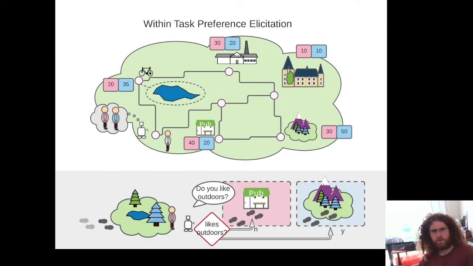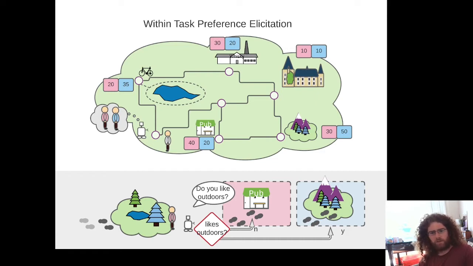In this work, we're going to consider preference elicitation within the task, so as part of planning and execution. In this case, the robot knows that the users are either pink or blue, and they have these utility models, as you can see. For example, the cycle is preferred by blue, whereas the whiskey distillery is preferred by the pink jumpers. And so the robot's going to pick which activities based on the user.